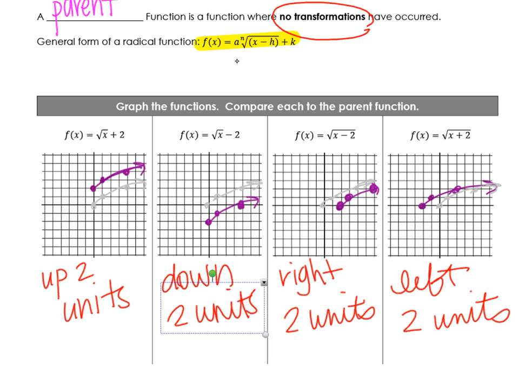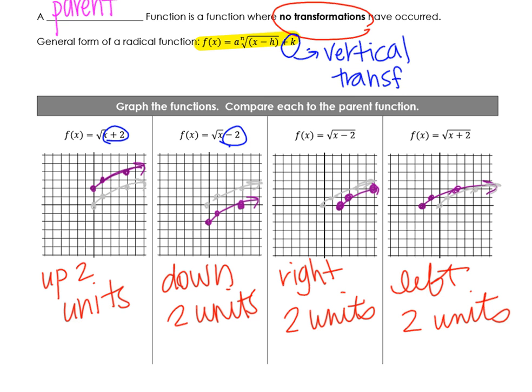So if we go back up here, you have all these things happening on your general form of a radical function. If you notice these first 2, the plus 2 and the minus 2, when we added 2 on the outside, we moved up 2. When we subtracted 2, we moved down 2. So the k means we are going to have a vertical transformation. So it's either going to move up or it's going to move down.